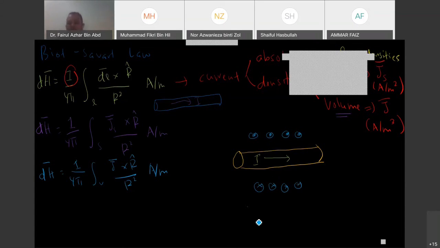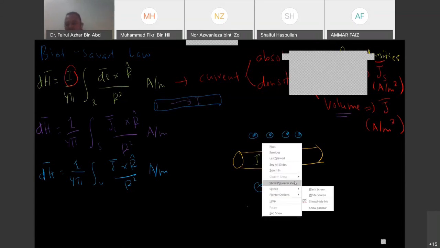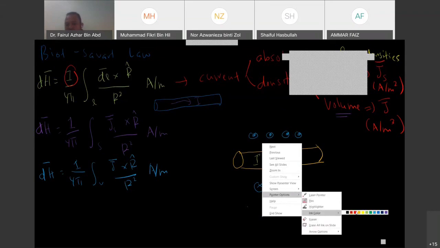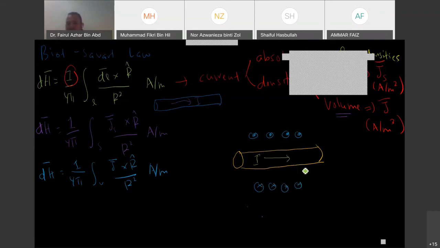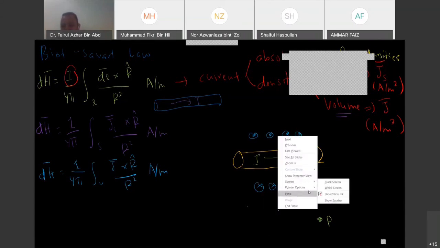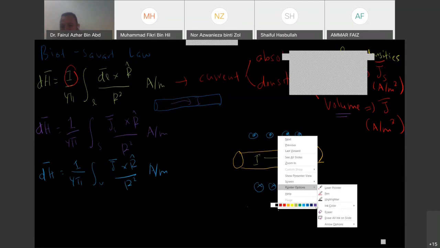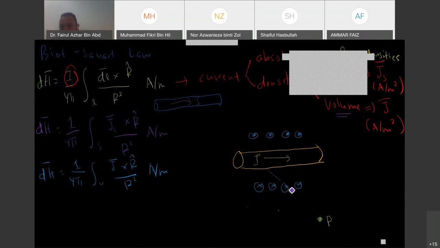Okay. And let's say we want to find the value of the field at this point, for example, the P point here. So what we should do, similar to what we have in electrostatics, is create a position vector here to represent the direction and distance between our source of magnetic field and our test point.